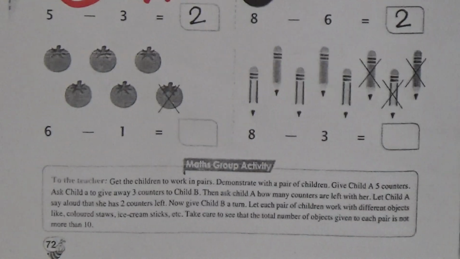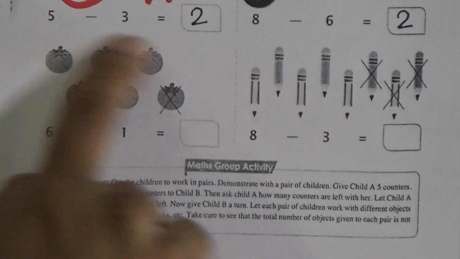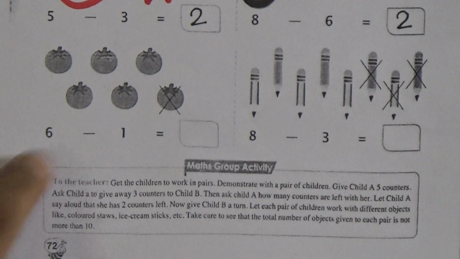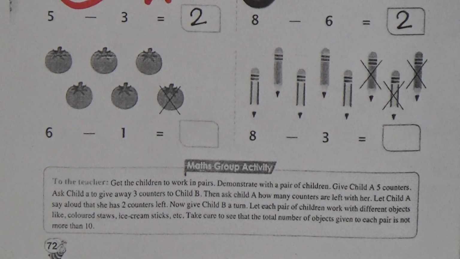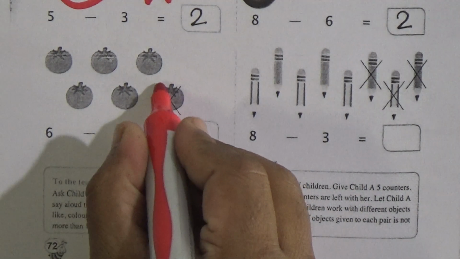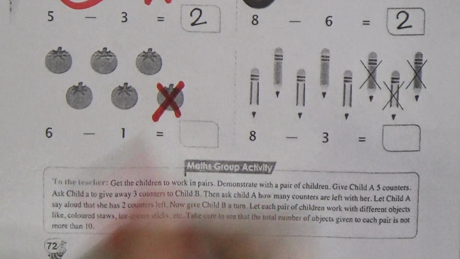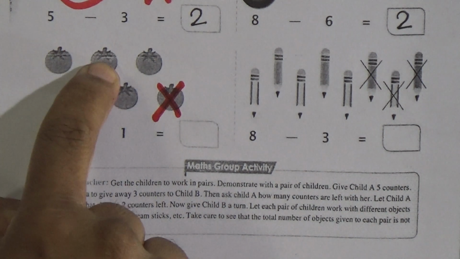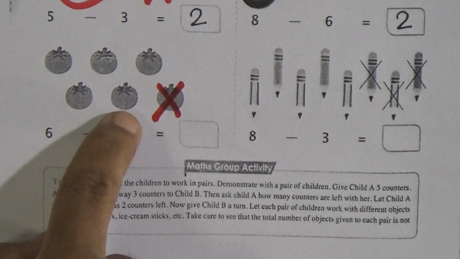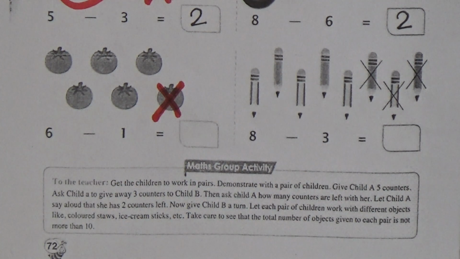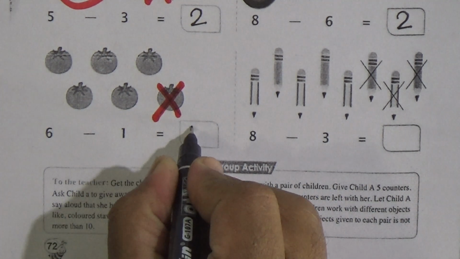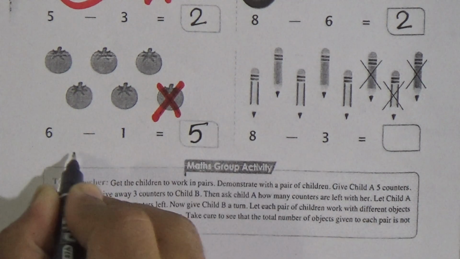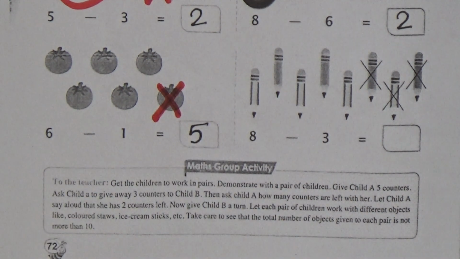This picture is of some tomatoes. There are 6 tomatoes. We need to subtract 1 tomato from the 6 tomatoes. 1 tomato needs to be subtracted, so 1 needs to be removed. Cross 1 tomato, and we will find out how many tomatoes are there. Count it. It's 1, 2, 3, 4, 5 tomatoes remaining. So here will be 5. This means that 6 minus 1 is equal to 5.